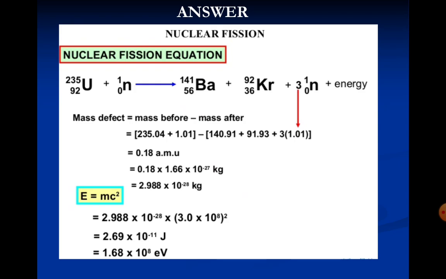Let's look at the process. Uranium and a neutron split into barium and krypton, 3 neutrons and an amount of energy. We take the masses before minus the mass after, that is the mass defect. You can do it the other way around, it doesn't matter, but we need to calculate the change in the mass. This gives us 2.988 times 10 to the negative 28 kilograms. We use E = mc². We calculate the amount of energy, and in this case we get 2.69 times 10 to the negative 11 joules, which is 1.68 times 10 to the power of 8 electron volts. So that is 168 mega electron volts.